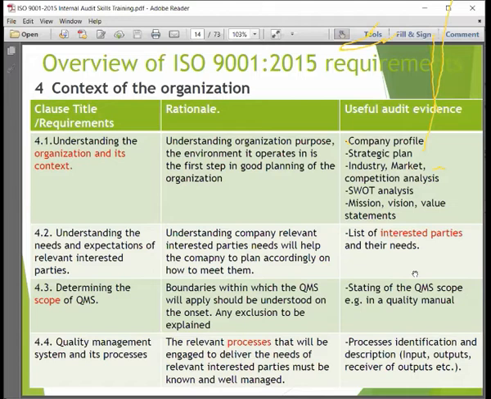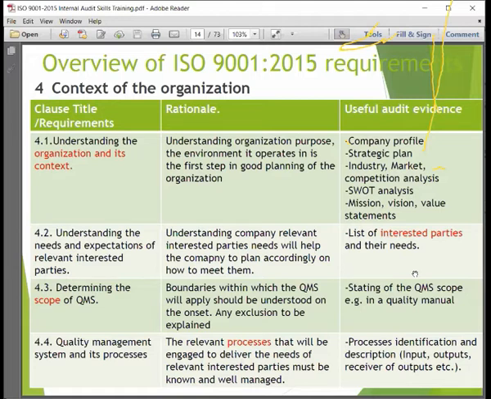So in understanding the organization, the context of the organization, the requirement title is, I'm not going into details, but now once the standard is circulated to you, you can read the other details inside there. But it talks about understanding the organization and its context. The second column is to help you understand that requirement. Why is it there? Why is it necessary? What is the rationale of having that requirement there?